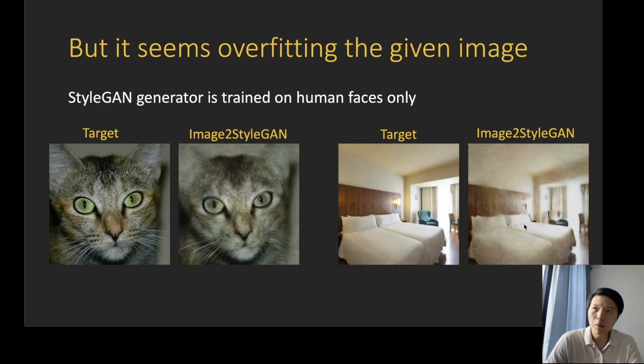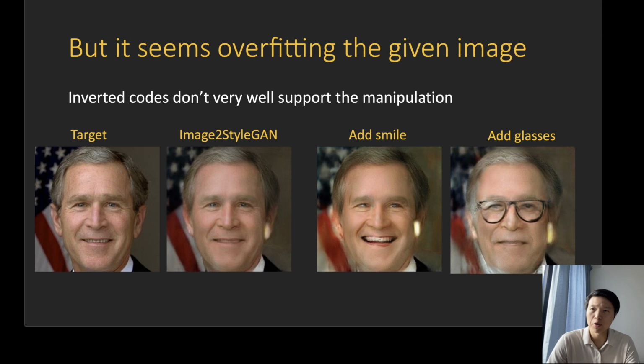However, we notice there are some problems with this kind of reconstruction. It seems Image2StyleGAN just overfits the given image. So here is an experiment we have done. Given this StyleGAN generator, which is only trained on human faces, so all the training data are human faces, right now we give some non-face images to this generator, such as a cat image. Then Image2StyleGAN can actually reconstruct this cat face. Also, we can throw a bedroom image into this generator trained on human faces. It can also reconstruct this bedroom to some degree. So this means Image2StyleGAN seems to only borrow different low-level features to reconstruct the pixel values rather than understand the semantics.